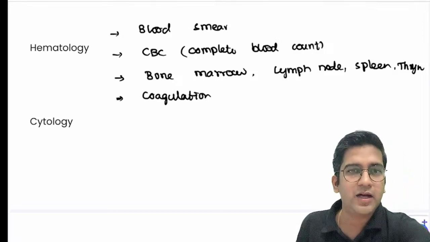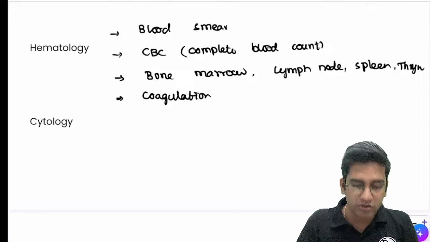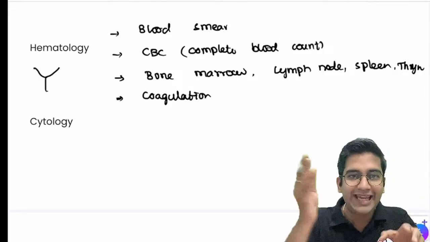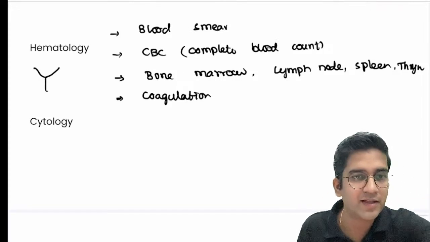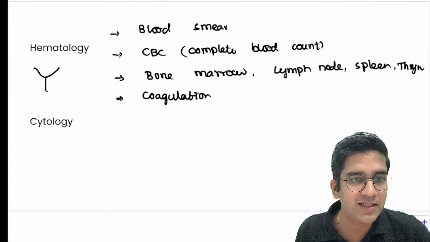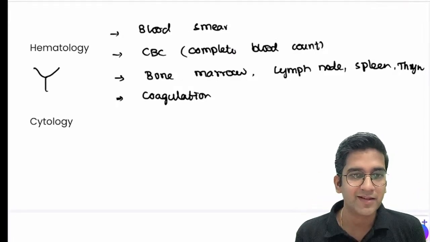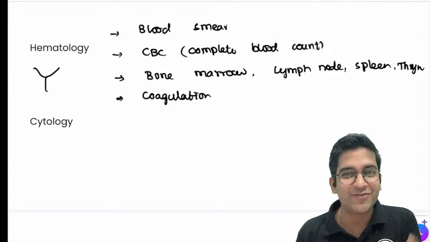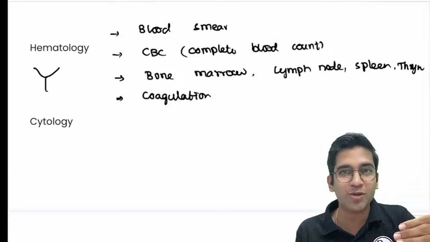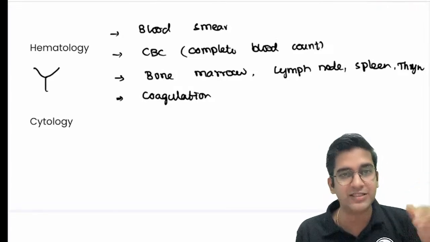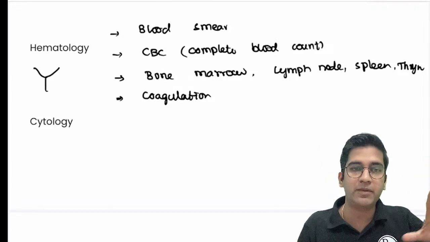Tell me, in your physiology, have you heard about this PT, APTT, everything? You must have heard it. PT, APTT. Only accent is good. Vocabulary is not good. Perfect. Bleeding time, clotting time, prothrombin time, activated partial thromboplastin time, all of them. All of them also come under hematology.